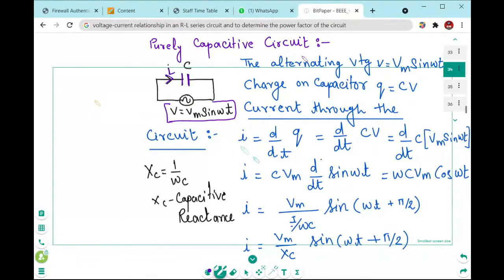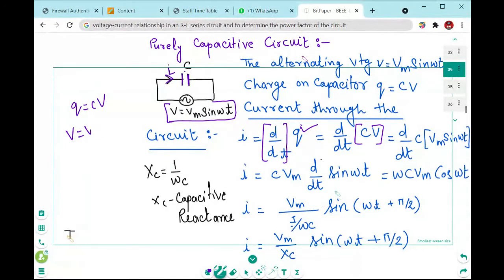So what is the current value right here? I is equal to the rate of change of charge. When it stores some charge inside this capacitor, you can represent it as I is equal to the rate of change of charge. So you will put the value of Q. Q is equal to C into V, so we will put that value right here. After that, we will put the value of voltage.